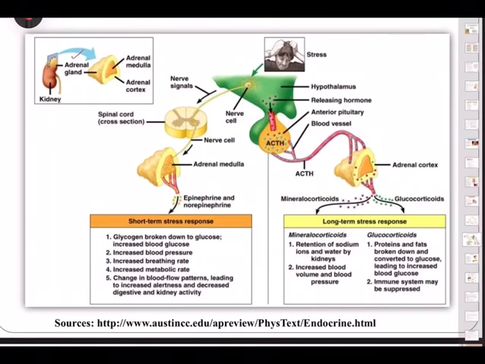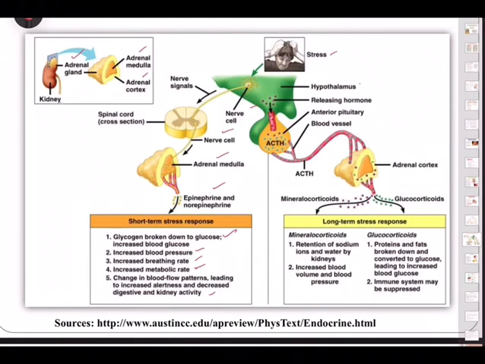So basically, on top of the kidney you have the adrenal gland. The adrenal gland has an inner medulla and outer cortex. And whenever the person is under stress, what happens? The nerve cells give signals, and from the nerve cells they go to the adrenal medulla. Whenever the stress signal comes, it immediately releases epinephrine and norepinephrine. So that leads to a short-term stress response. Glycogen is broken down to glucose, so increased blood glucose levels, increased BP, increased breathing rate, increased metabolic rate, and change in blood flow patterns leading to increased alertness and decreased digestive and kidney activity. These are the various symptoms shown.